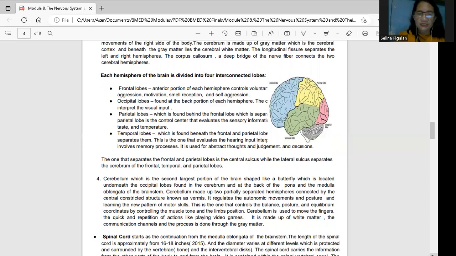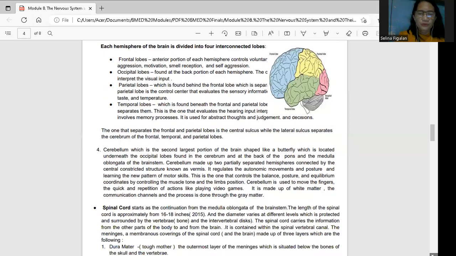The largest is the cerebrum. Okay, so it looks like a butterfly, which is located underneath the occipital lobe. So this one is your parietal, occipital, and at the back, your cerebellum. This one is your cerebellum, and this one is your occipital. Okay, this one is your brainstem. The cerebellum is what moves the fingers, that quick repetition of actions like playing games. It's made up of white matter.